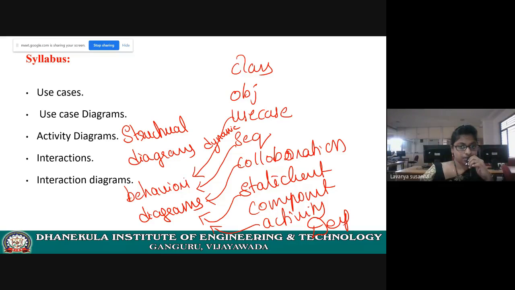I hope you understood. Once again, see, behavioral diagrams are nothing but the dynamic part, dynamic view. Use case diagram is a behavioral diagram. Sequence diagram is a behavioral diagram. Collaboration diagram is a behavioral diagram. State chart diagram is a behavioral diagram, and activity diagram. I hope you understood. See, these are basic ones. You need to understand this.